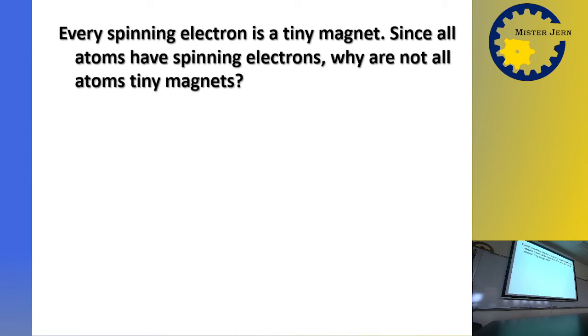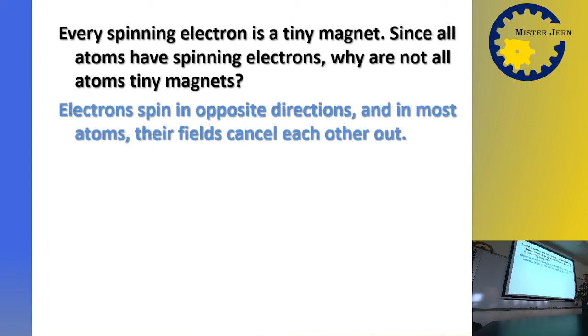So, all right, every spinning electron is a tiny magnet. Since all atoms have spinning electrons, why are not all atoms tiny magnets? And you might notice some of these questions are also on the review guide. But why is that? Well, the reason is that electrons spin in opposite directions, and in most atoms, every electron that is spinning will have a partner that is spinning in the opposite direction. And even though they individually will have a magnetic field because it's a moving charge, since they're moving in opposite directions, they're going to have opposite magnetic fields, and they will cancel each other out. So that's why most atoms are not magnetic.